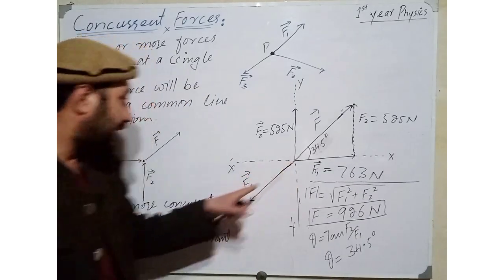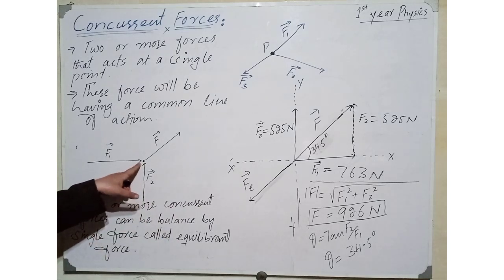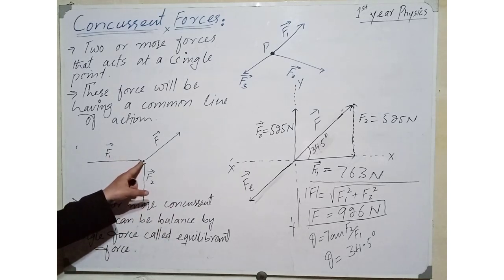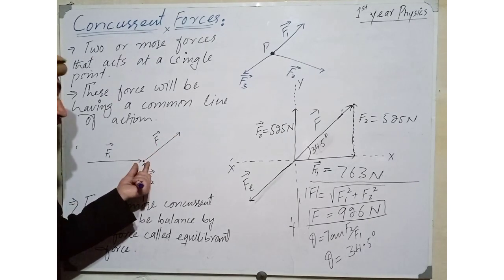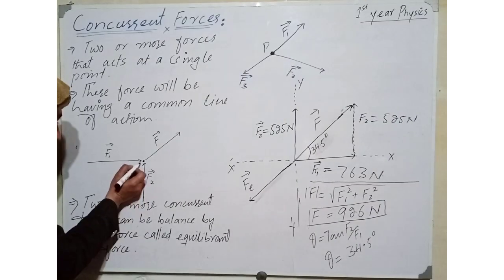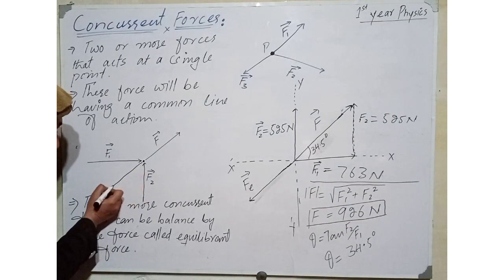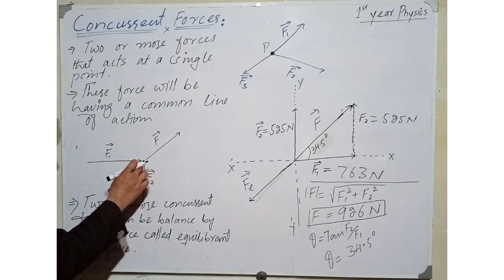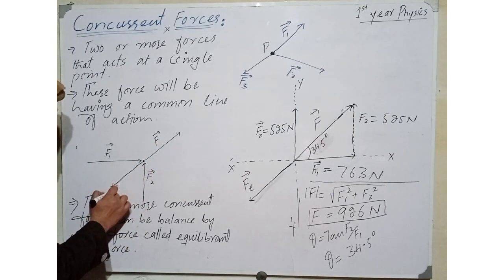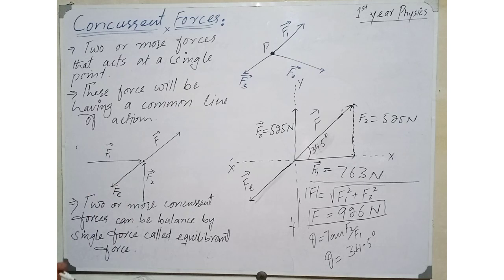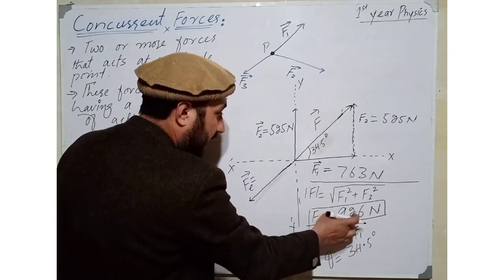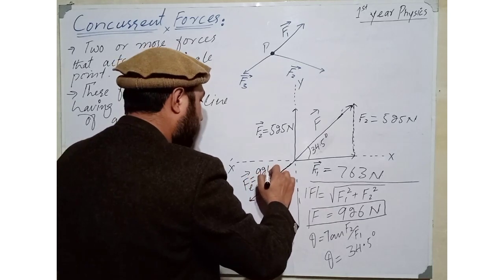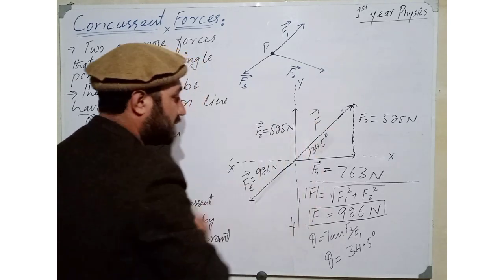As you can see, it is pointing totally opposite. From this figure, if such two forces act upon a point object, the point object is going to move in that direction. So we can restrict its motion by applying a force having the same magnitude as the resultant but in the opposite direction, and that force we call the equilibrant force. So this force will have the same magnitude, 926 Newton, which is the magnitude of the resultant force.